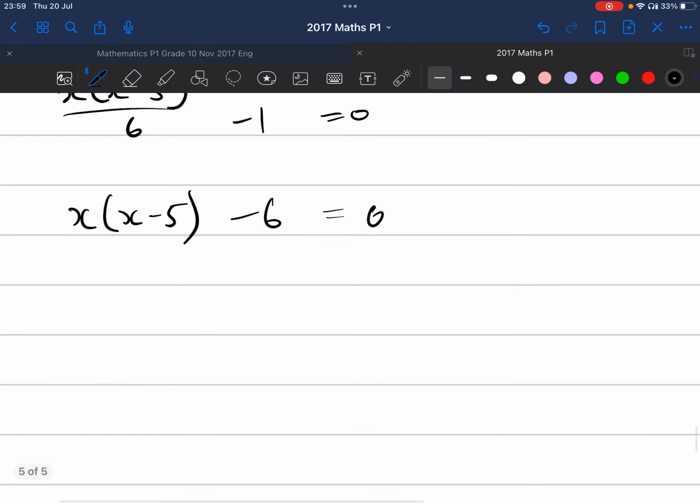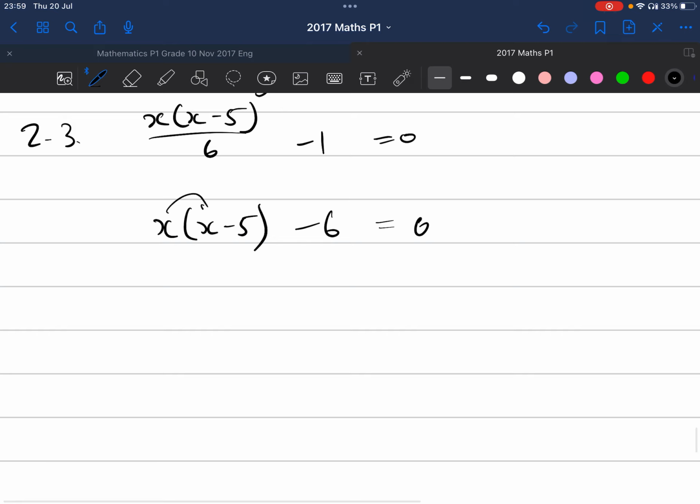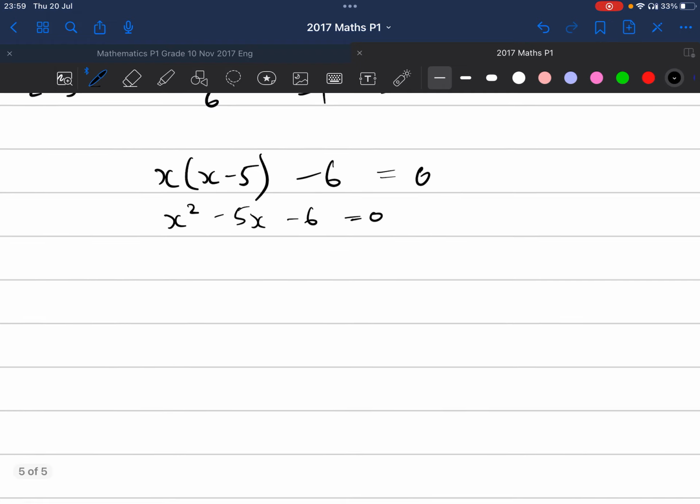Okay, and now you can see I'm going to end up with a quadratic equation because I'm getting squares here. So let's say x squared minus 5x minus 6 equals 0. Now we have a trinomial. So how do we factorize a trinomial? Well, we need to find our common factors.